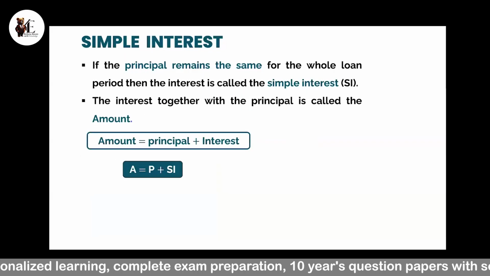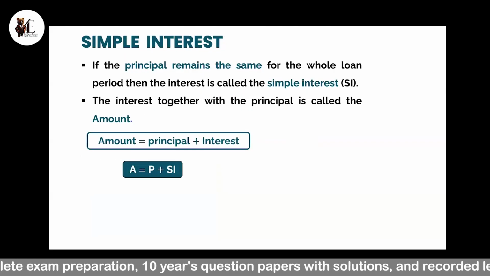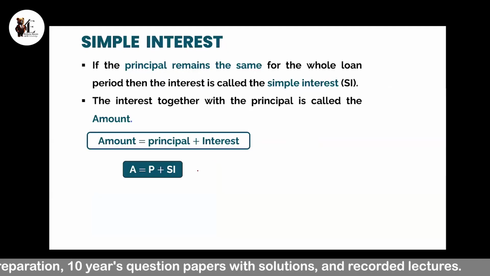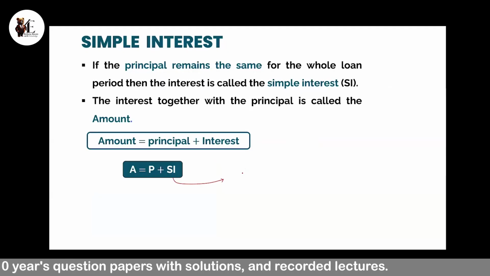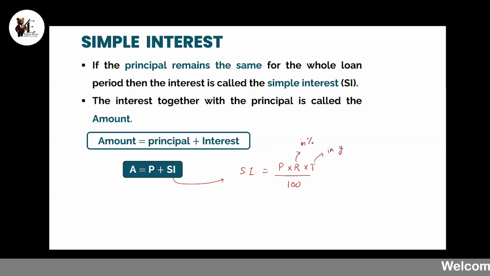Okay. So please note down this formula and the definition of simple interest. The formula for simple interest will be principal multiplied by rate multiplied by time over 100. So rate will be in percentage, time will be in years. If it is in months, you have to convert it into years.